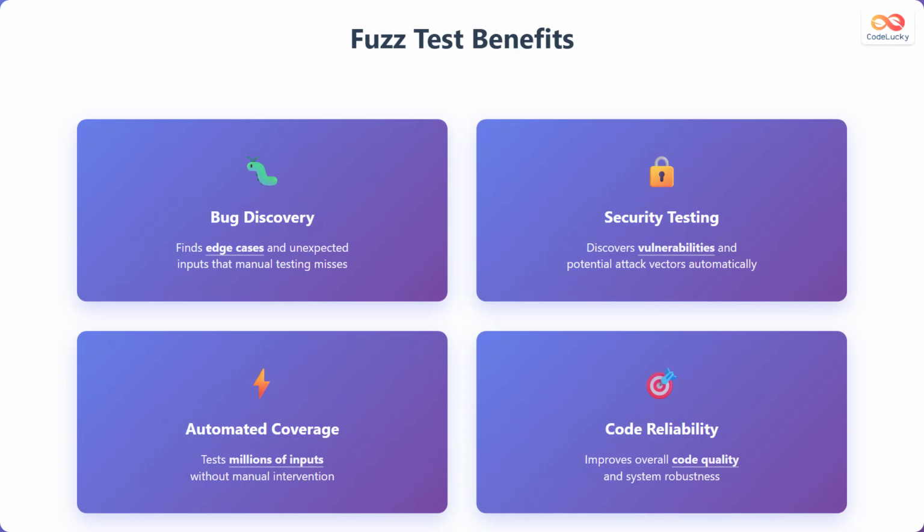By using fuzz tests, developers can discover bugs that are triggered by unusual and unexpected inputs, which are often overlooked in manual testing. Fuzzing is also effective for security testing by automatically identifying vulnerabilities and possible attack paths. Automated coverage ensures that millions of different inputs are checked, while improving the overall quality and reliability of the code.